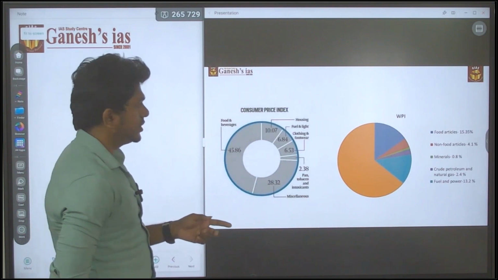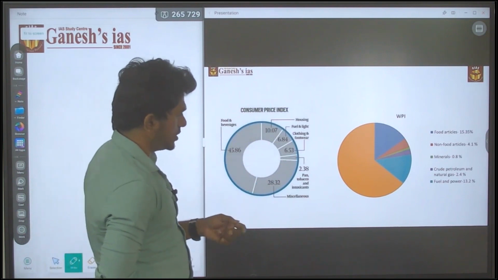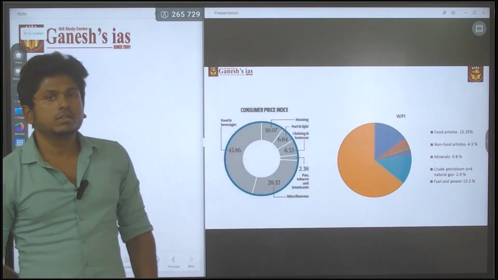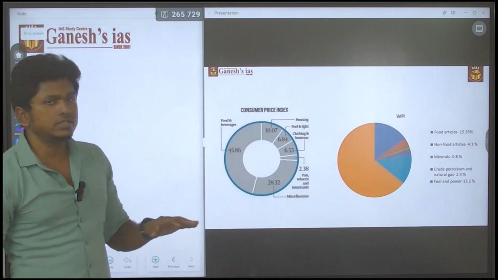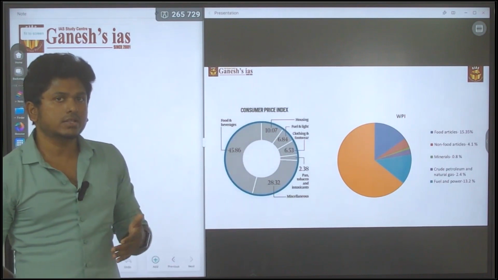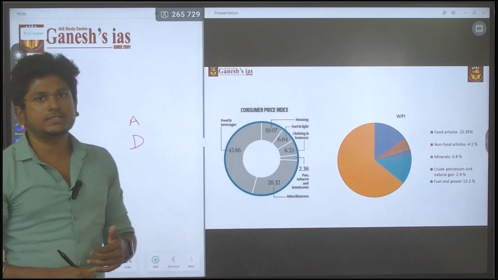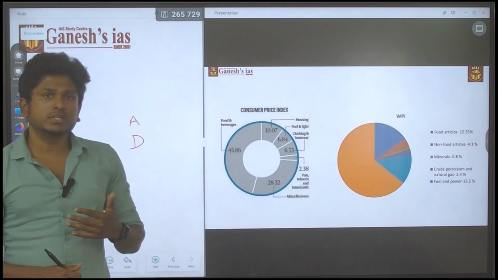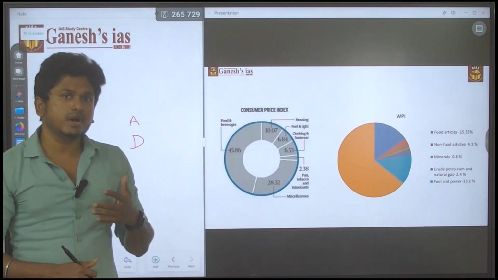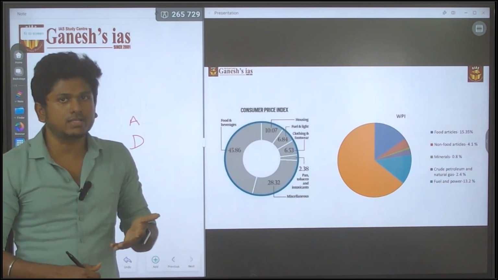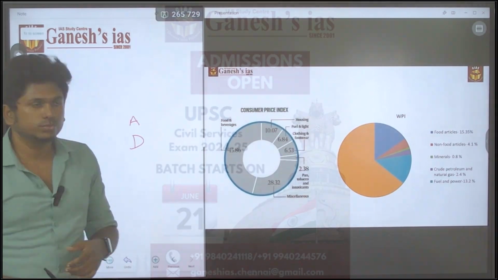When it comes to the WPI, the most weightage is actually given to the manufacturing sector. Afterwards the food and beverages and all other things come. Please note this, this will be most useful to you. They may ask a question like arrange in ascending or descending order based on the weightages of the CPI and WPI. They also asked it in the previous prelims. That is the major question they may ask from the static point. Okay, thank you.